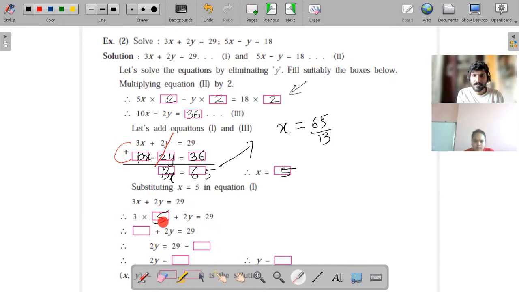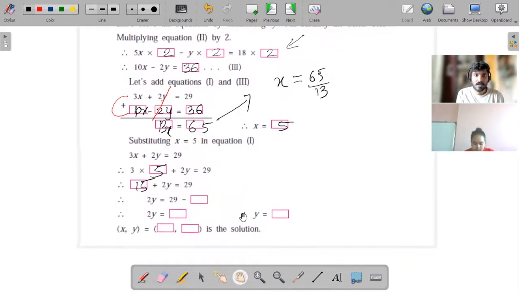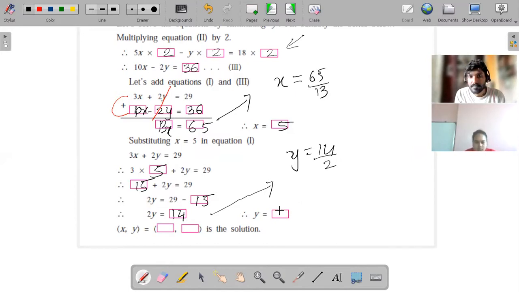And how much is 3 into 5? 15. So in this box, you will write 15. So you have 15 plus 2y equal to 29. Now in the next step, they are taking this plus 15 on the other side. So this minus sign is already there. So in this box, what will you write? 15. And how much is 29 minus 15? 14. So in this box, you write 14. And now just one step is there. That is y equal to 14 upon 2, that is 7. So x comma y is 5 comma 7.